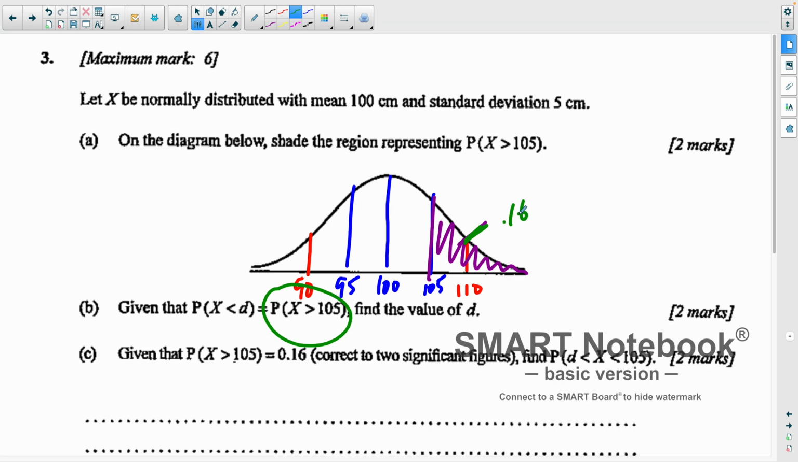It would be 16%. Everything to the right of 100 is 50. We said this was 68, so 34 and 34. So what's it take to get to 50? It would be the 16. So if that's 16, then I want the side over here that is also 16. They're going to be nice, symmetrical graphs, so it would have been 95, the same spot.